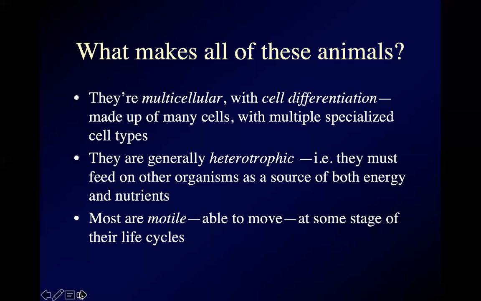Most animals can move at least some stage of their life cycles. Things like corals don't move except when they are little embryos. But most animals can move at least some of their lives. That's said to be motile. Motile just means able to move.